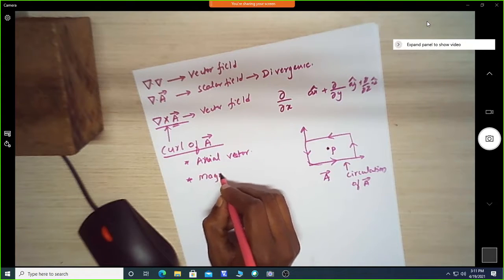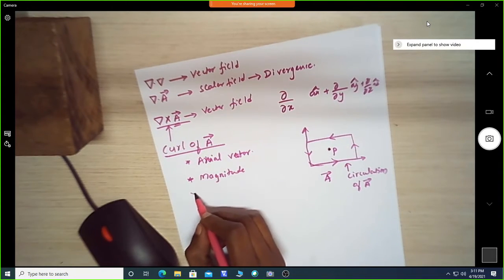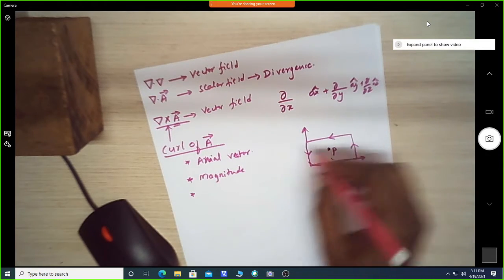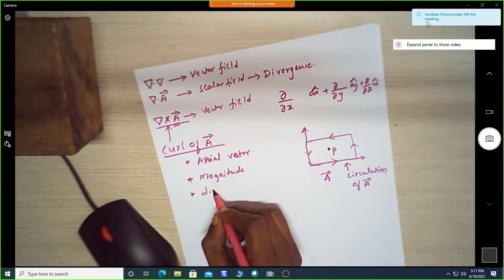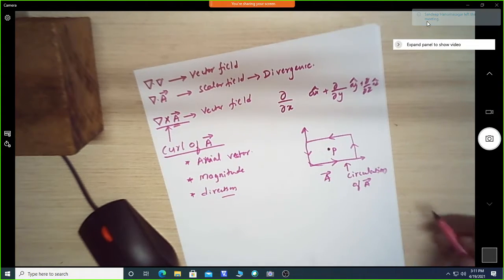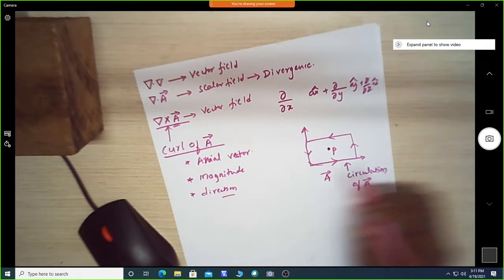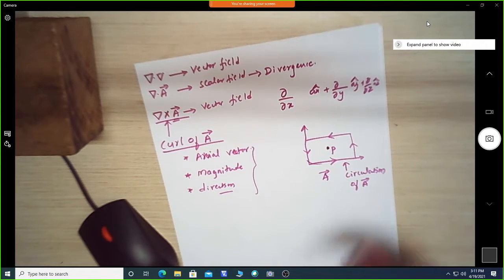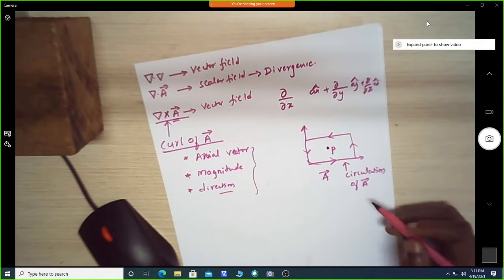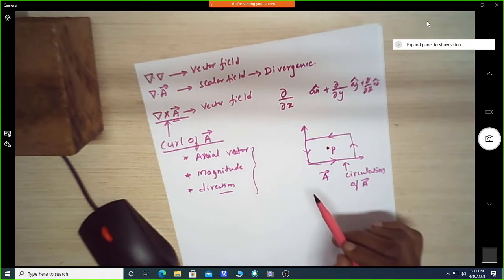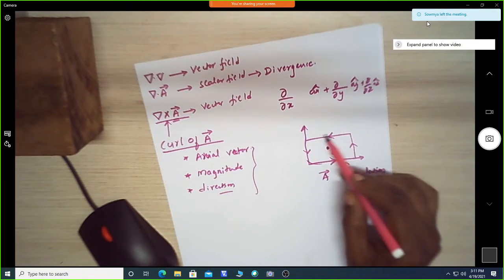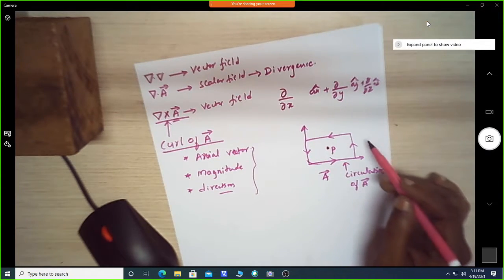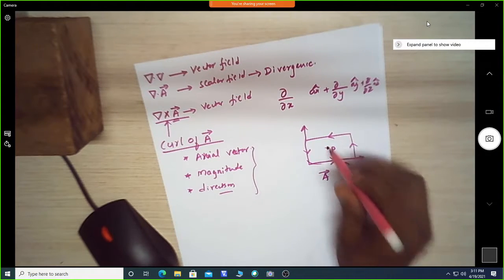First we define it as an axial vector, next we define the magnitude as the circulation of vector A, and then we decide the direction. We have to include all these three points in order to define curl of A. So once more: the curl of A is an axial vector whose magnitude is the maximum circulation per unit area when the area tends to 0, and whose direction is normal to this area.